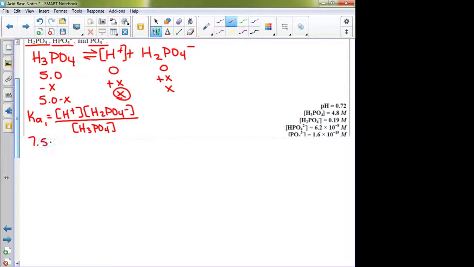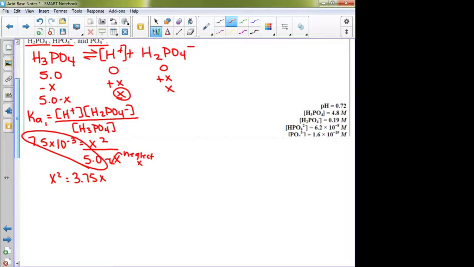So we would say 7.5 times 10 to the negative third is equal to x squared over 5.0 minus x. What am I going to do with that x? I'm going to neglect it. So then I would cross multiply and say 7.5 times 10 to the negative third times 5. 3 point, and I did 7.5 in my notes. You can do 3.8. It's not a big deal, so I can change your answer. I get x squared is equal to 3.7 times 10 to the negative 2.